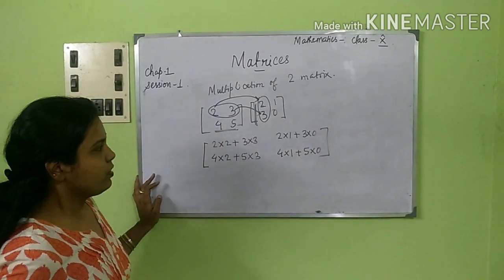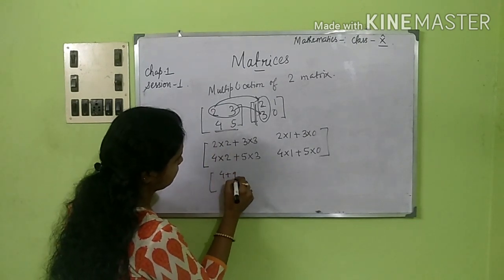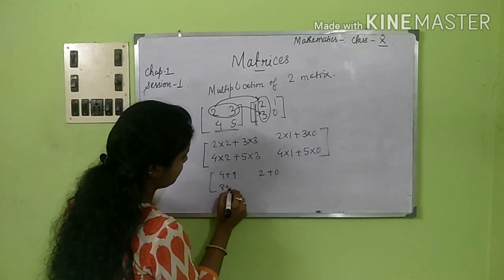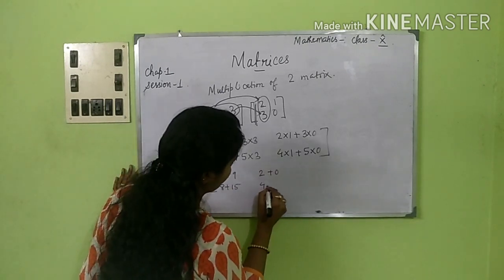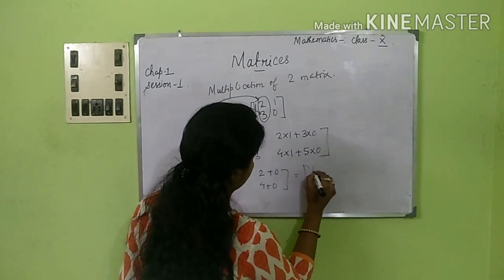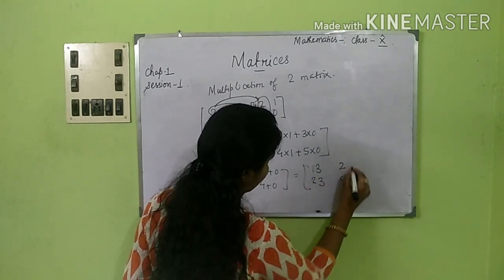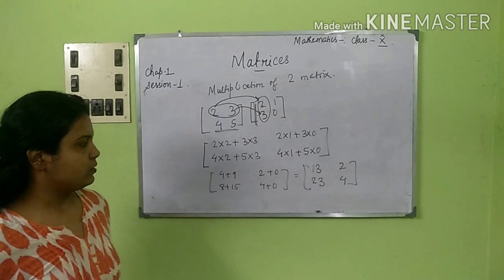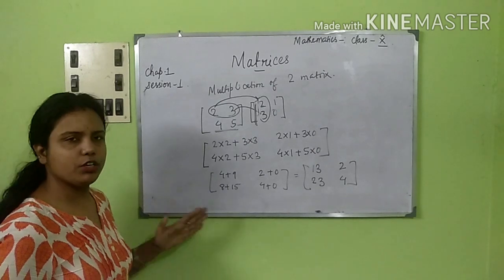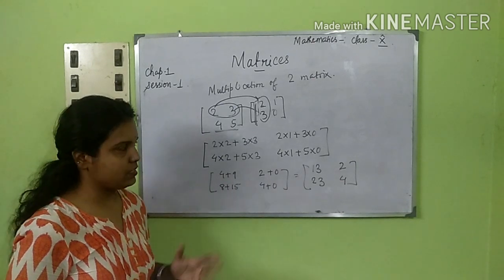Okay? Now add up. This is coming to 4 plus 9. This is coming to 2 plus 0. This is coming to 8 plus 15. This is coming to 4 plus 0. So you are having the answer as 13, 2, 23 and 4. Right? Okay. So this is how we multiply. You can have a look. You can easily understand the process, because I have done it very slowly. Next.